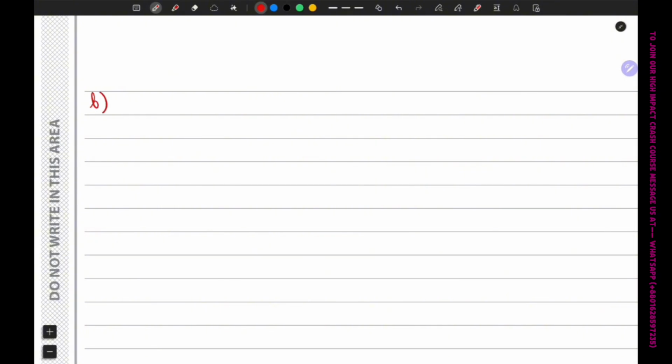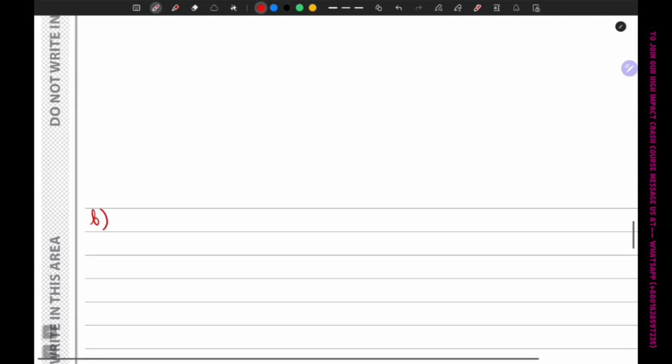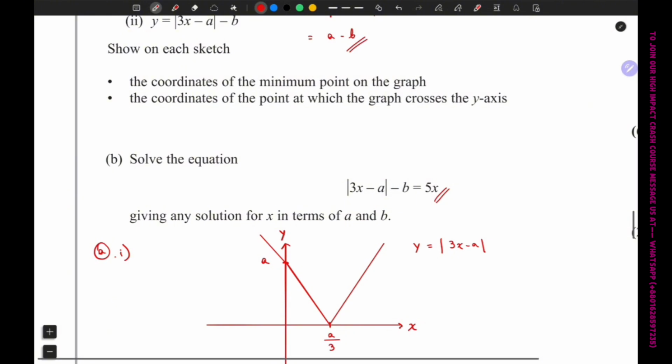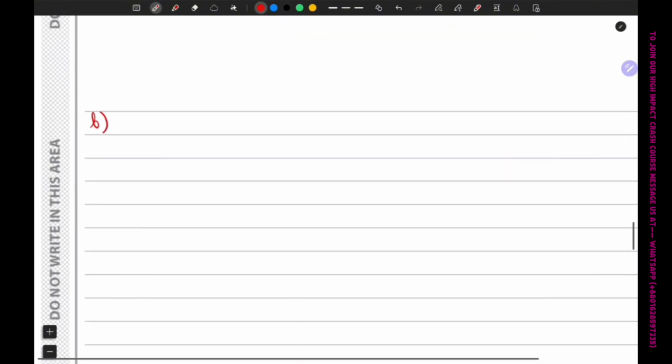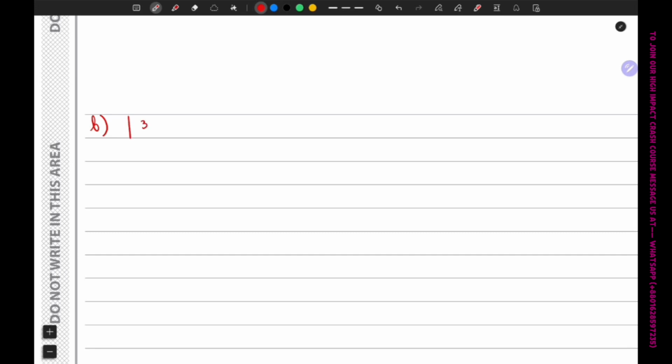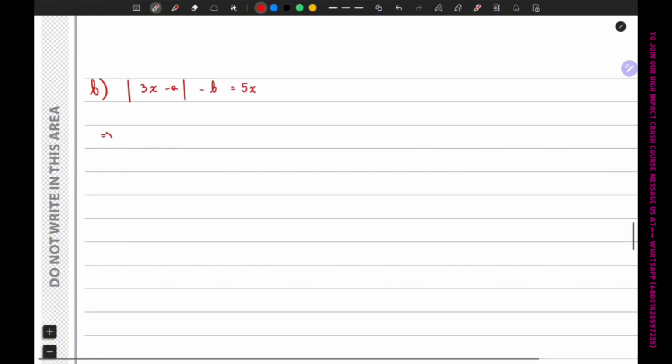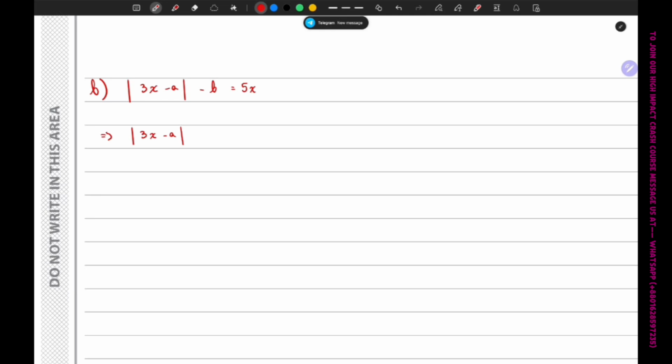Now if you saw my previous video, it's a very old video on the modulus function. In that video I talked about how to solve modulus equations. So let's assume that we have the equation modulus of 3x minus a, minus b, equals 5x. The first step is to bring everything which is not a modulus function to the other side of the equation, and keep the modulus function as an individual on one side of the equation.